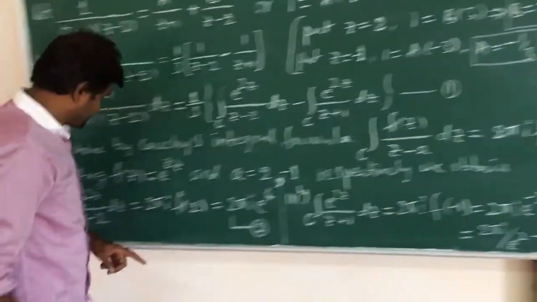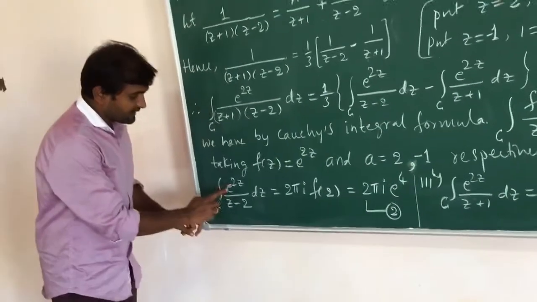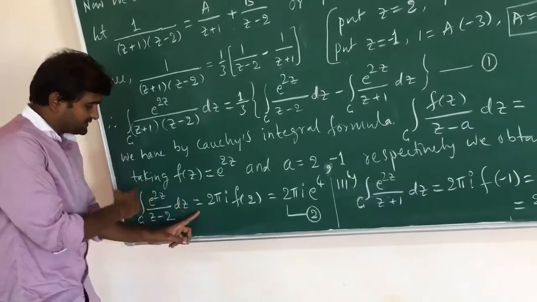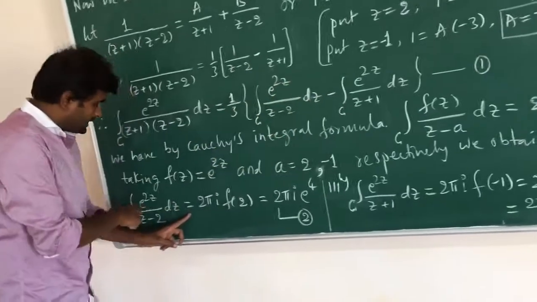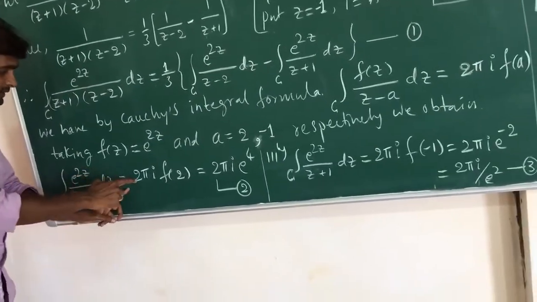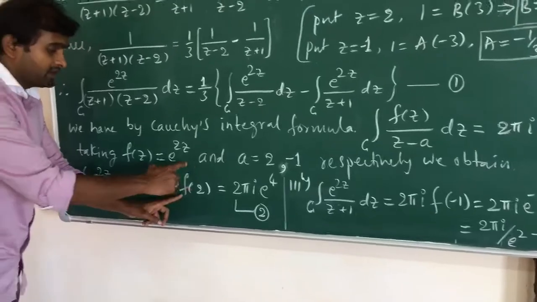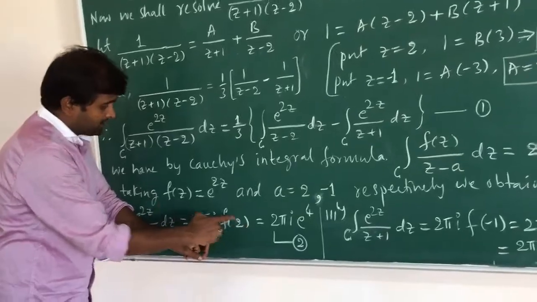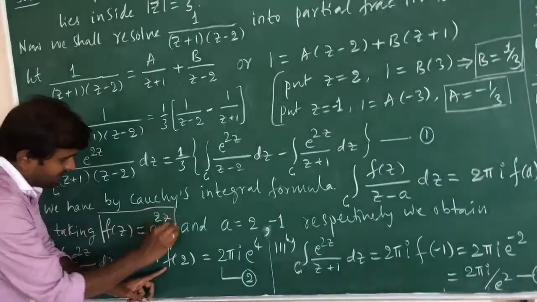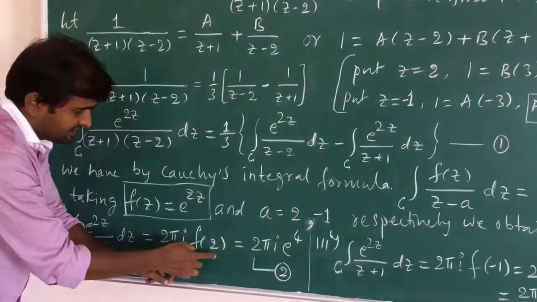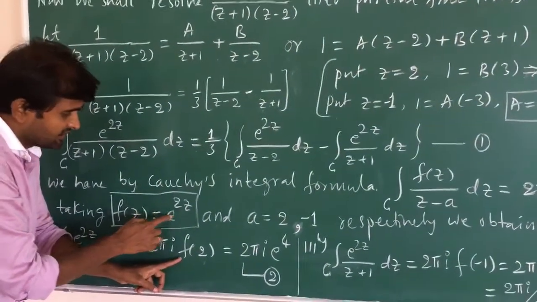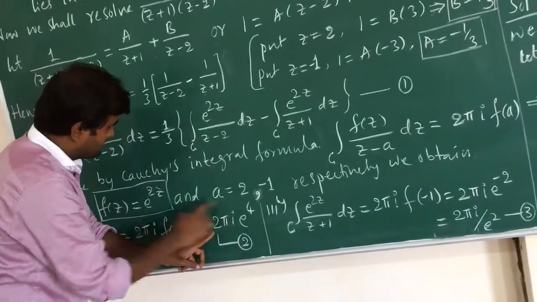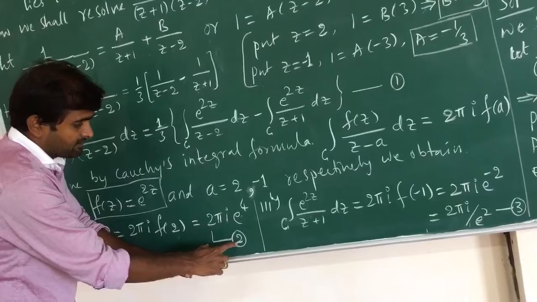Respectively, we obtain the integral over c of e raised to 2z divided by z minus 2 dz. Using Cauchy's integral formula, this is nothing but 2 pi i into f of a. The value of a is 2, so f of 2. Here you have f of z, and in place of z we put the value 2. Replacing z with 2, e raised to 2z becomes e raised to 4. So we get 2 pi i e raised to 4. I am calling this equation number 2.